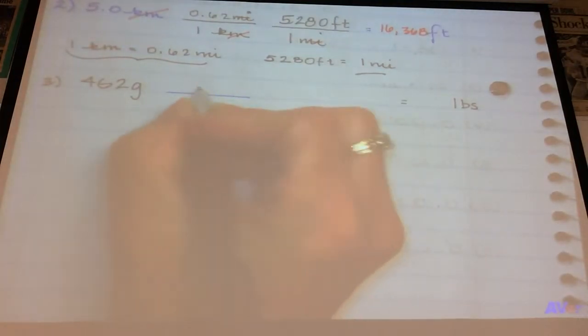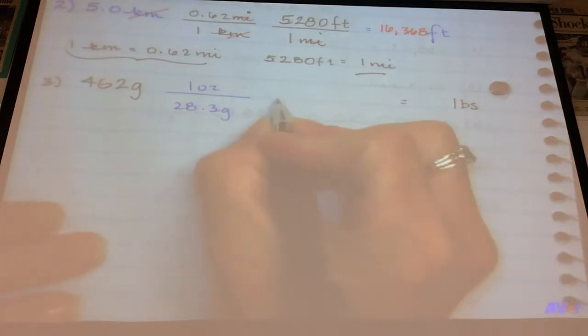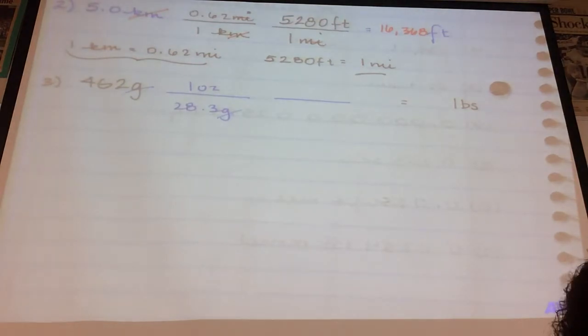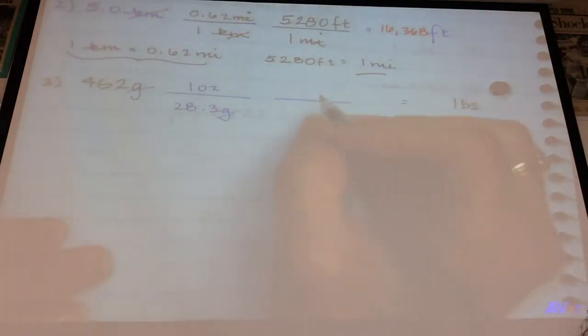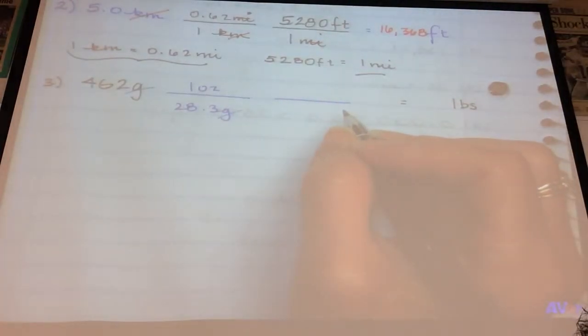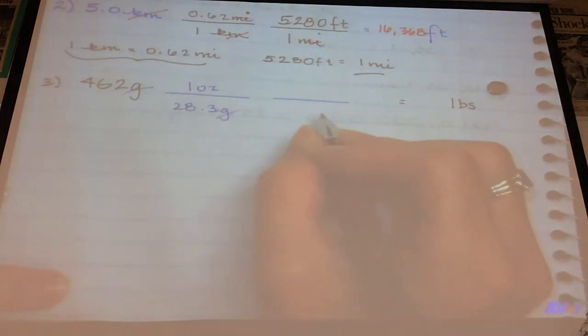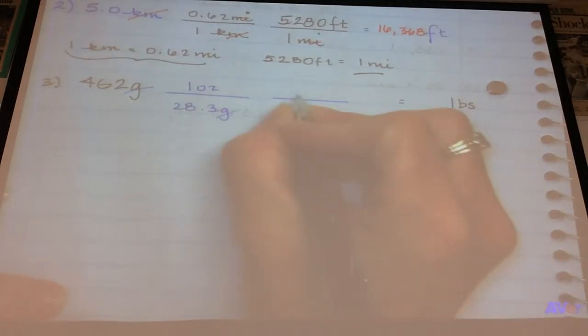Okay, so previously we knew 1 ounce is 28.3 grams. The grams will cancel. Now ounces to pounds. How do you do that? Say it again. How many ounces are in a pound? So where are you going to put the ounces? One. How many? 16. Right. 16 ounces in 1 pound.